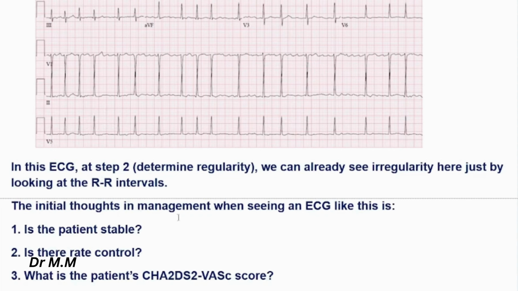The initial thoughts in management when seeing an ECG like this are, first, is the patient stable or not? Second, is there rate control? And third, what is the patient's CHA2DS2-VASc score? The CHA2DS2-VASc score is important for evaluating the patient's risk factors for anticoagulation, especially in patients with atrial fibrillation, because they are at risk of thromboembolism.